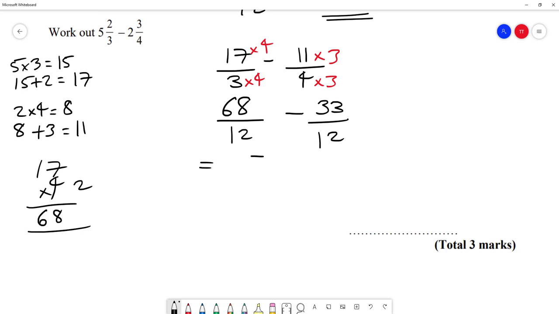So that's going to give me 35 over 12. So we can say how many 12s go into 35? Well, that's going to be twice, and the remainder is 11 over 12. So 2 and 11/12 is the answer.